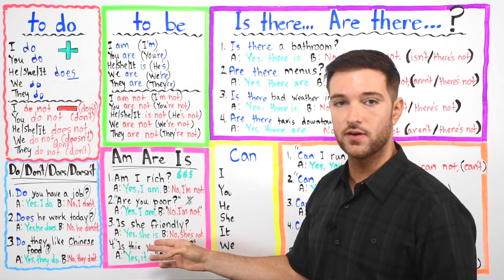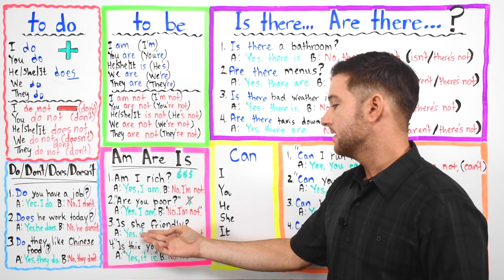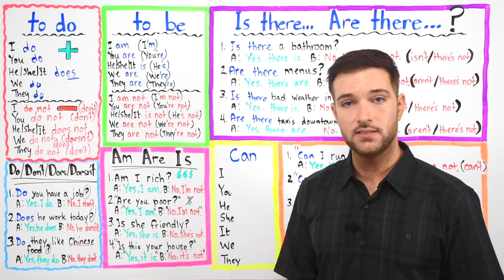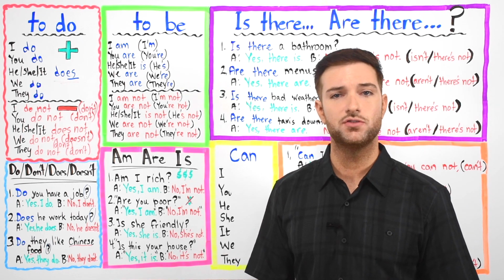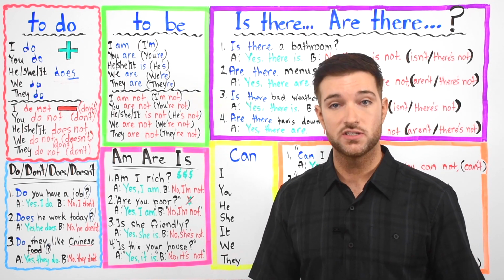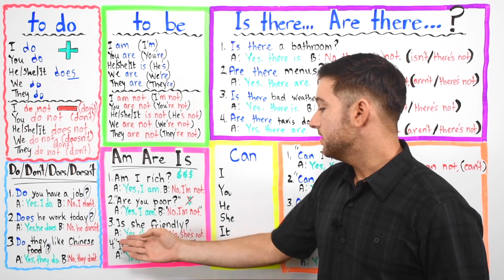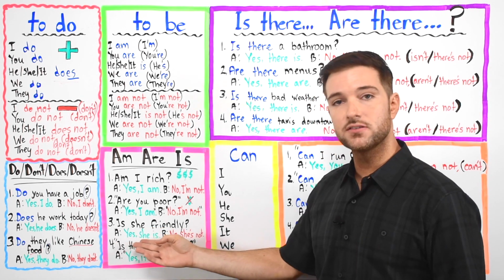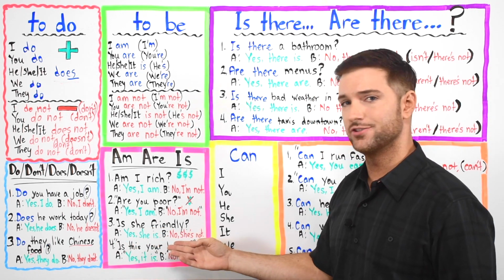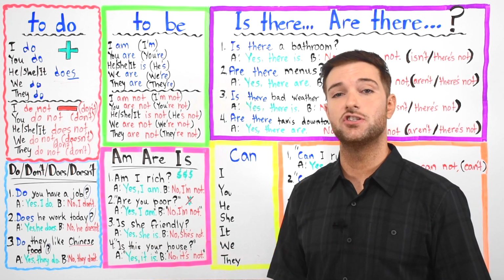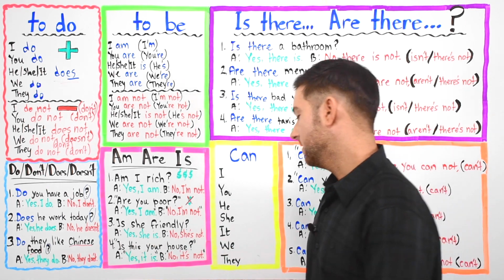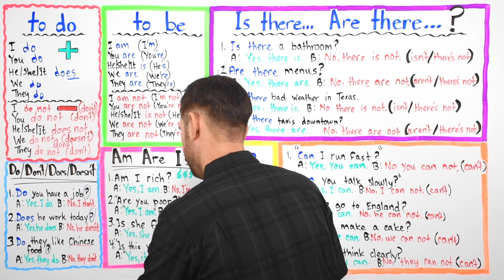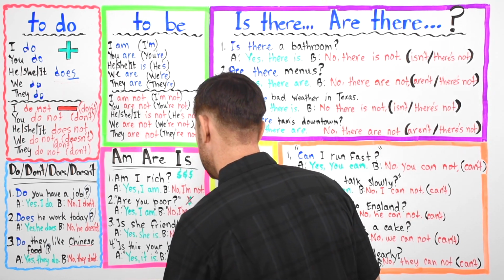Number three, is she friendly? Friendly means somebody who makes friends very easily. Somebody who probably has a lot of friends, who is always polite, respectful. Is she friendly? You can say, yes, she is. Or you could say, no, she's not. She is not friendly. She is mean, okay? If you're not friendly, then the opposite of friendly would be mean.